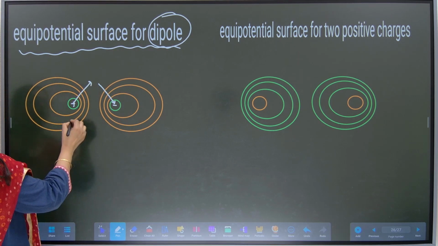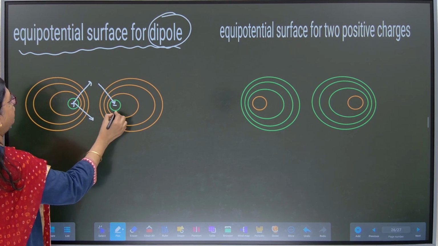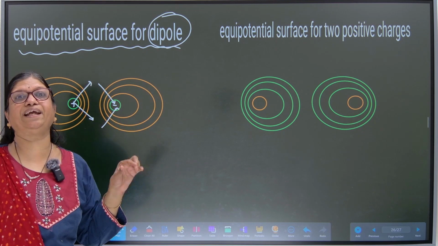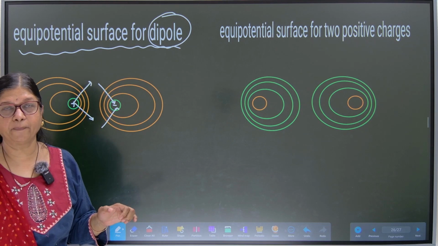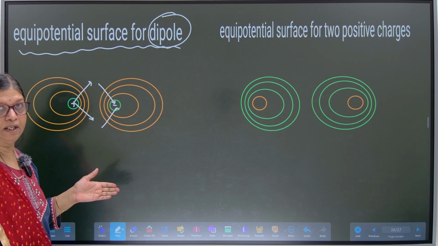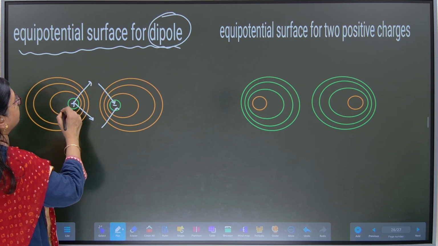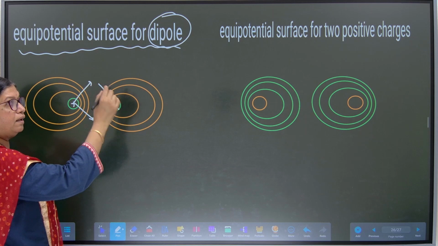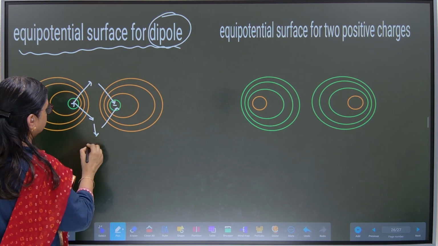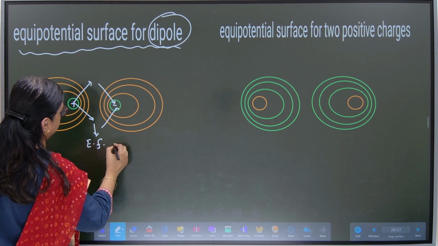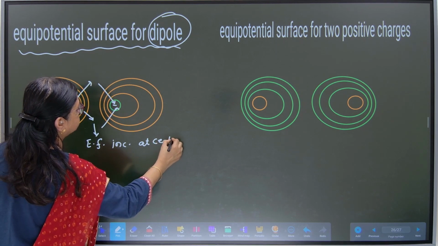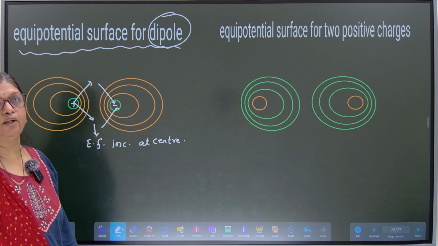This is their electric field lines. Agreed? Towards negative charge, away from positive charge. Now because they get attracted towards each other, between the two charges there will be electric field which is in the same direction also. So the electric field will be a little more. Electric field increases where? At center.